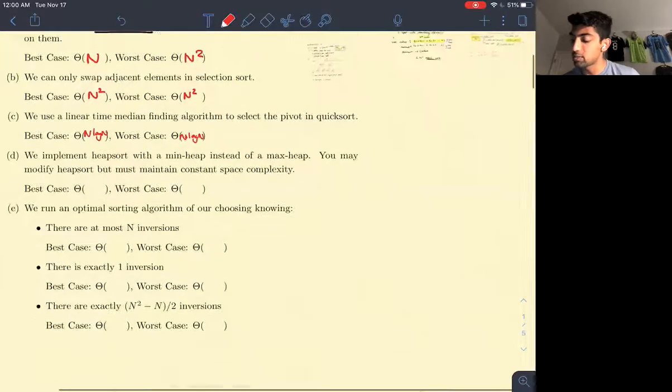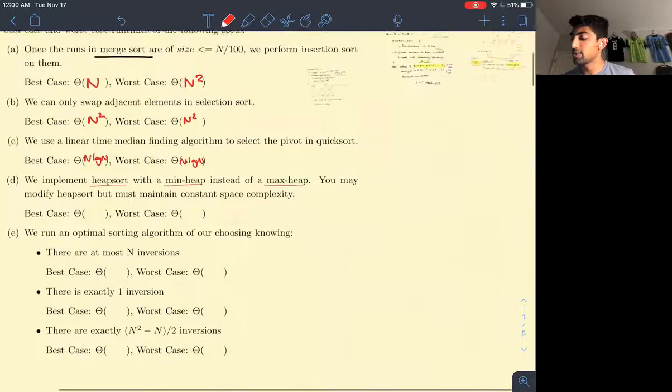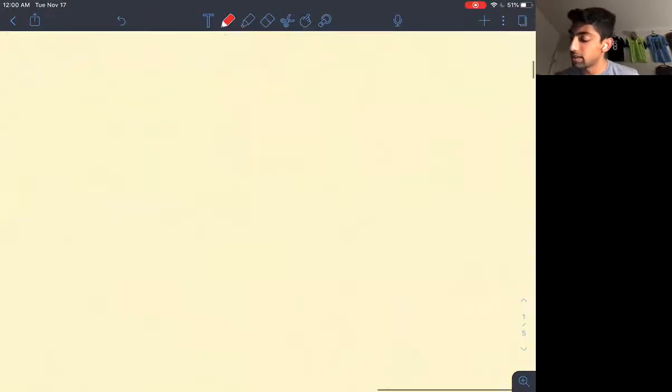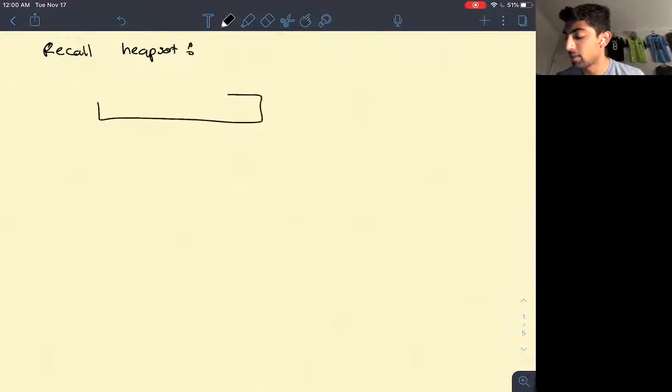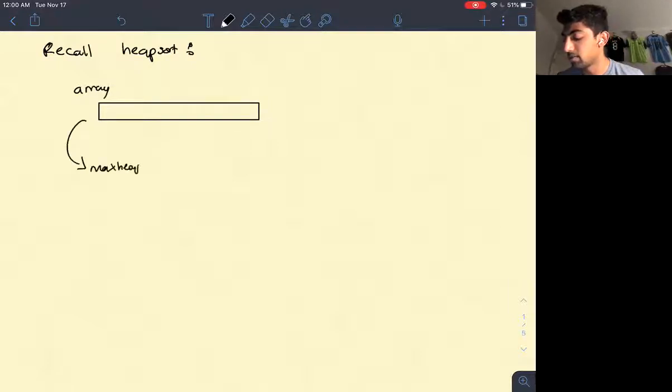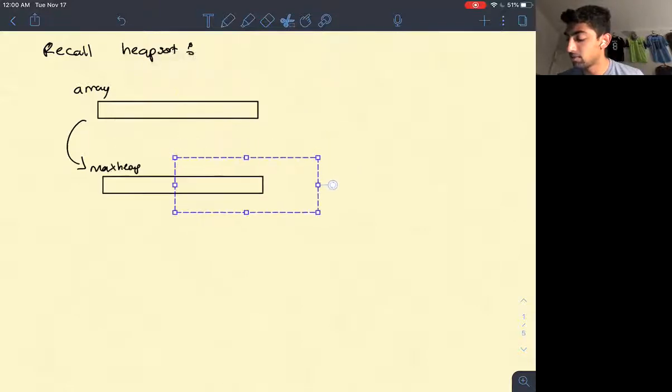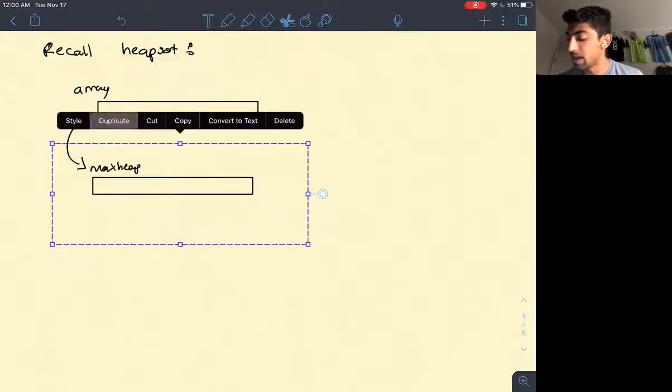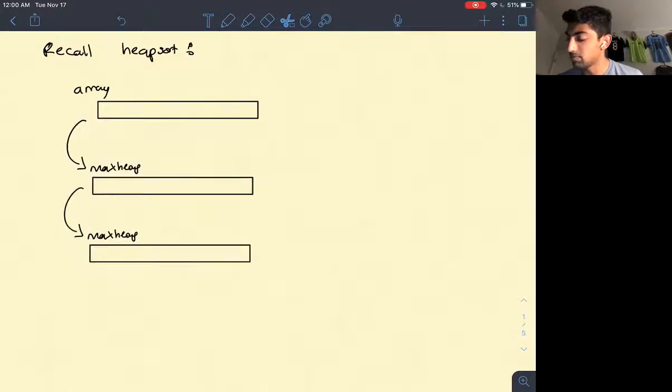Okay, so then this next one says we implement heap sort with a min heap instead of a max heap. For this question, let's first recall how heap sort works. We start off with some array. Then we make this array into a max heap. Then we take this max heap and sort it, and now it becomes sorted.